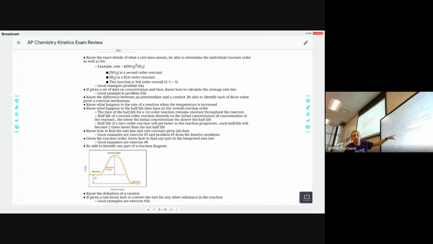Then, given the reaction order, I may say, hey, this is second order overall. Go through and utilize the integrated rate law. Okay, good example, problem number 8. Reaction diagram: know that your activation energy is that hill, that hump there. Your delta E is your change in energy, so from reactants to products, that's where that delta E is. Know the definition of a catalyst. And then if you are given a rate, know how to convert the rate to any other substance. Right here, that last little bullet, we use stoichiometry.